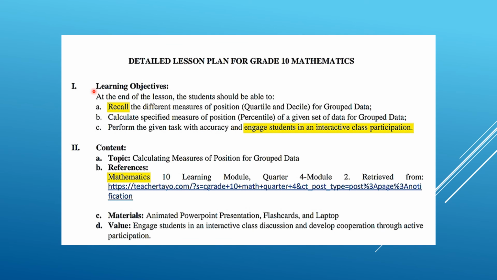So looking back on Ma'am Nero's learning objectives, we could see that she met her objectives. First, they have recalled the different measures of position, quartile, and decile for group data. They have calculated specified measure of position, percentile, of a given set of data for group data, performed the given task with accuracy, and engaged students in an interactive class participation.